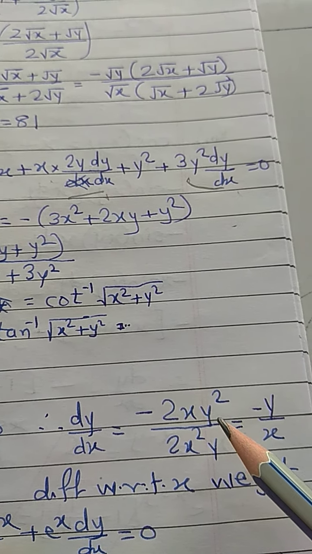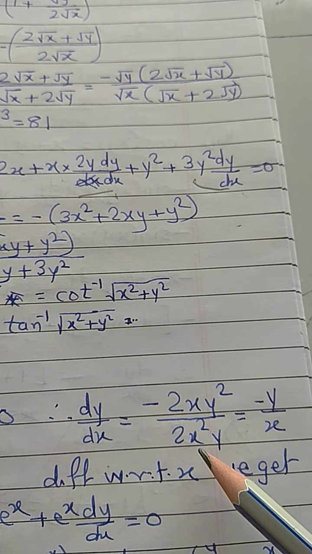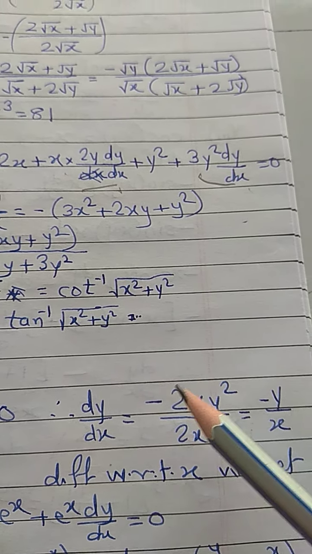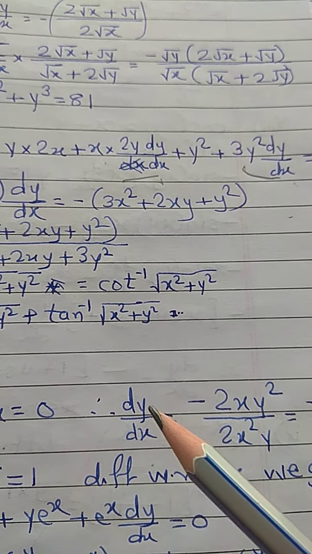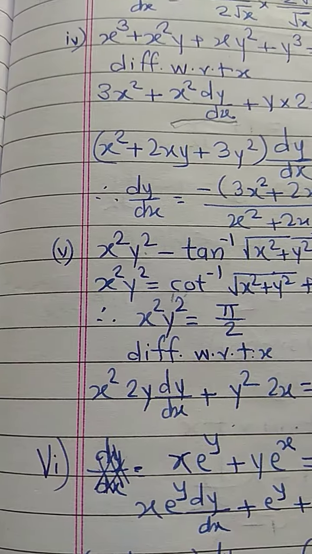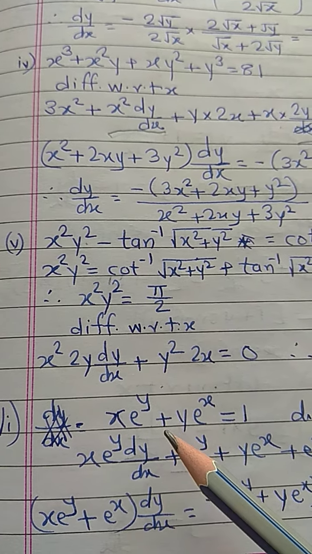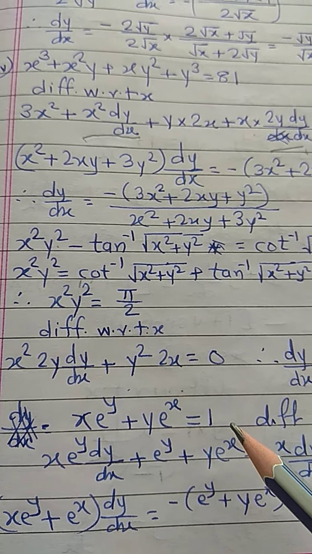We can cancel this x with this x and this y with this y. And 2 will get cancelled with this 2, and what remains is minus y by x is dy by dx. Roman 6. x e raised to y plus y e raised to x equal to 1.